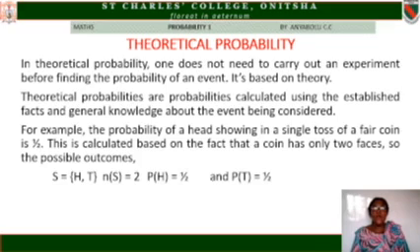So the possible outcomes, the sample space, is head or tail. The number of total possible outcomes is 2. Probability of getting head is half. Probability of getting tail is half.